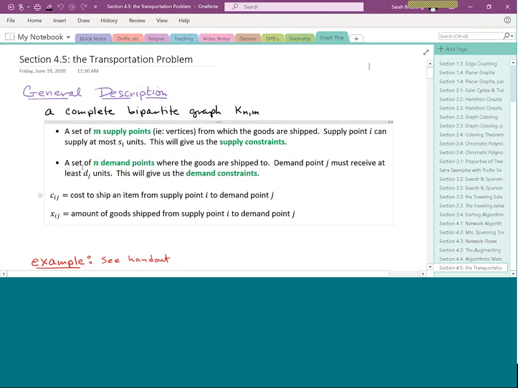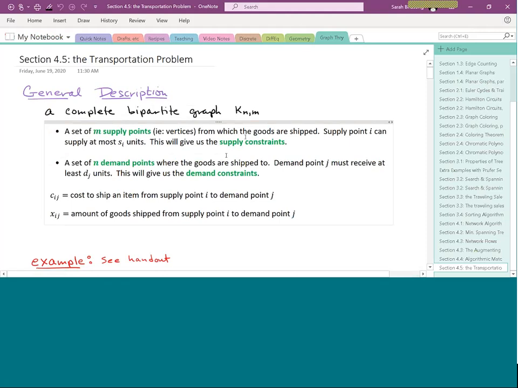All right, so general description is, in terms of the graph that's behind the scenes, you actually have a complete bipartite graph. It is a directed bipartite graph. And what we're going to have is a certain number of supply points, and that'll be one side of your vertices from which your goods or whatever they actually are shipped. And supply point I is going to have some supply that's the most that they can ship out. So that'll be given for us in whatever units you have.